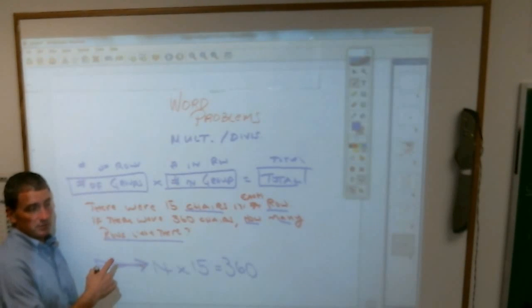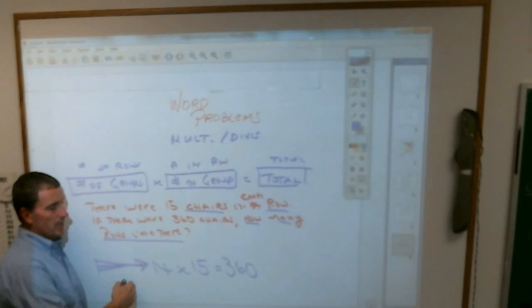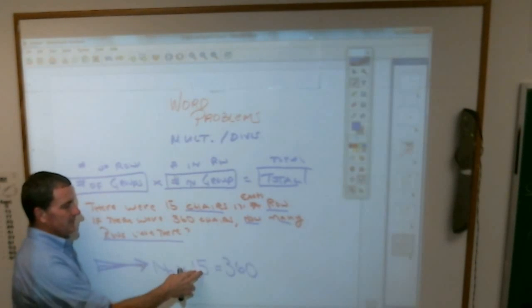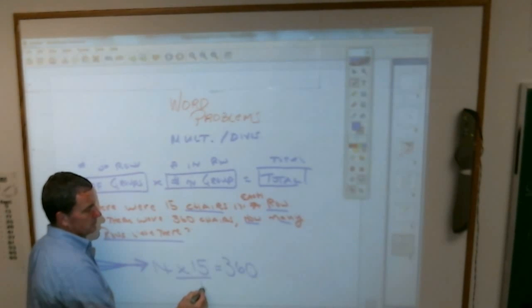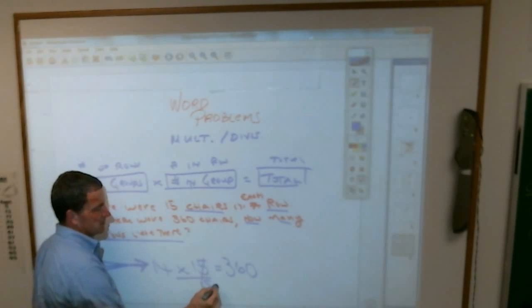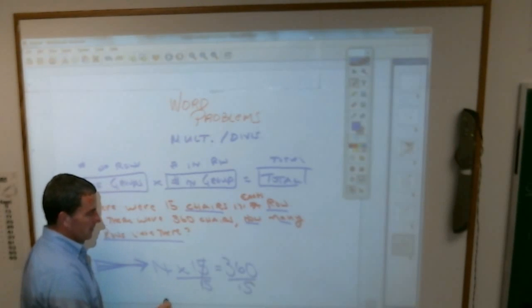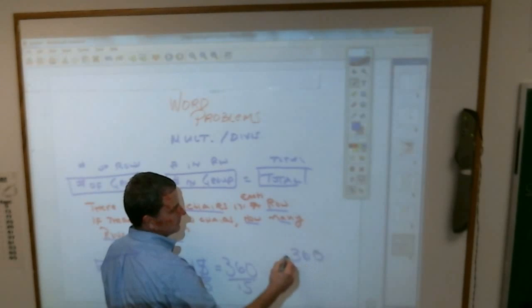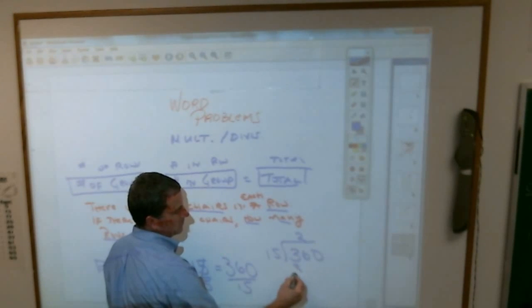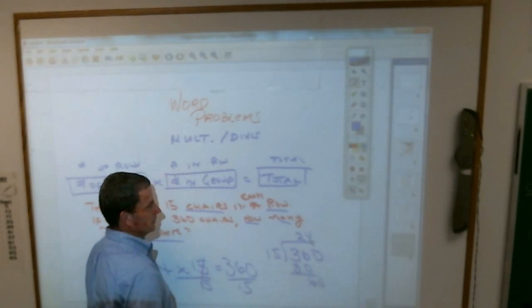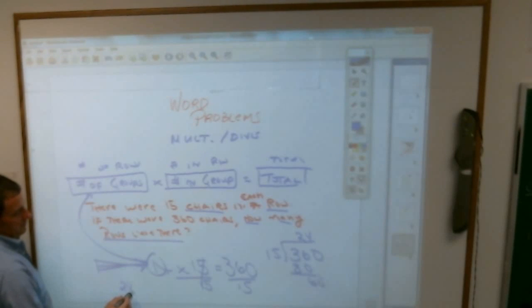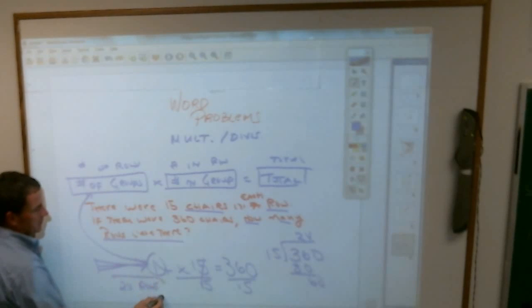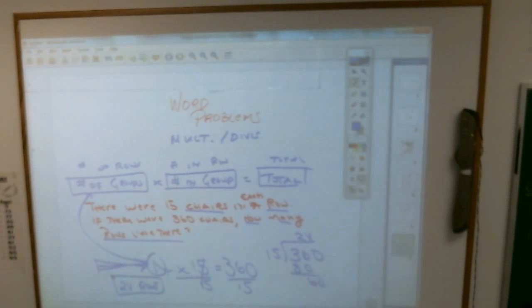Now, how do you solve this? This is not a multiplication. You don't multiply to solve this. You actually have to divide. Anytime you don't know one of these two things, you'll always divide. Divide by 15, divide by 15. And 360 divided by 15 is 24. And what is the letter N? 24 is how many chairs in a row? All right, now how many rows there are? 24 rows. Yes? No? Good? Wasn't that exciting?